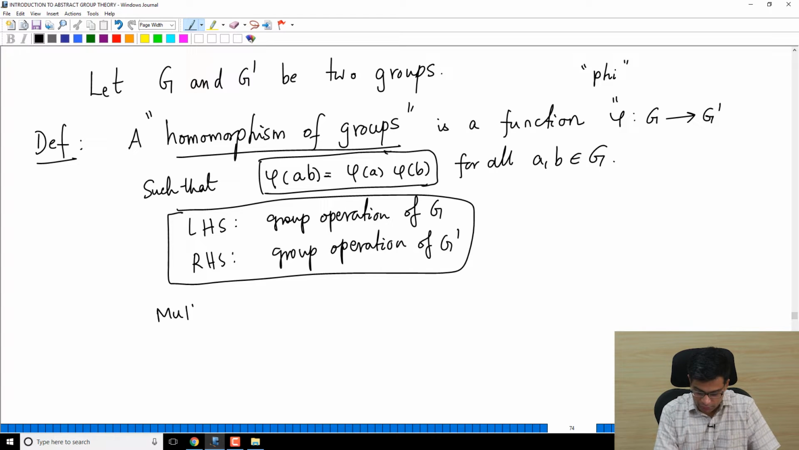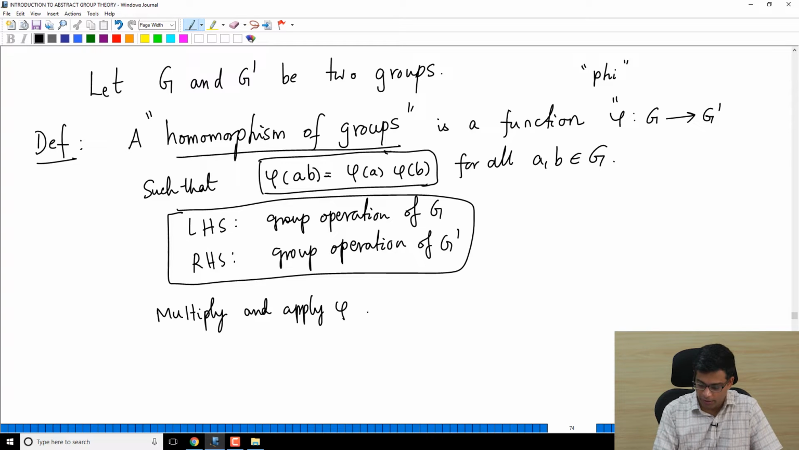So multiply and apply phi. Remember, when I use the word multiply, I really use it to stand for the binary operation of the group G. It's not multiplication of ordinary integers or rational numbers, right? Because G is an arbitrary abstract group. So multiply is just a convenient word to indicate the binary operation.